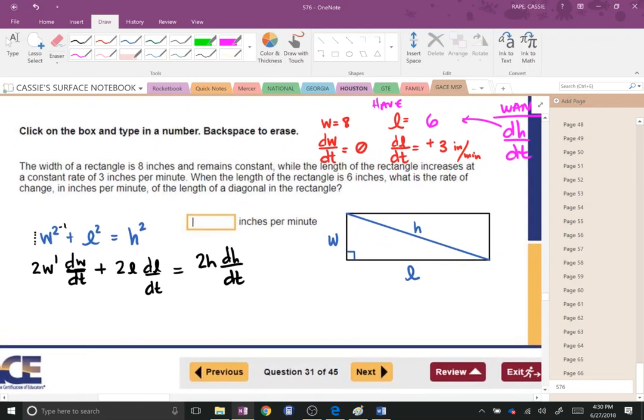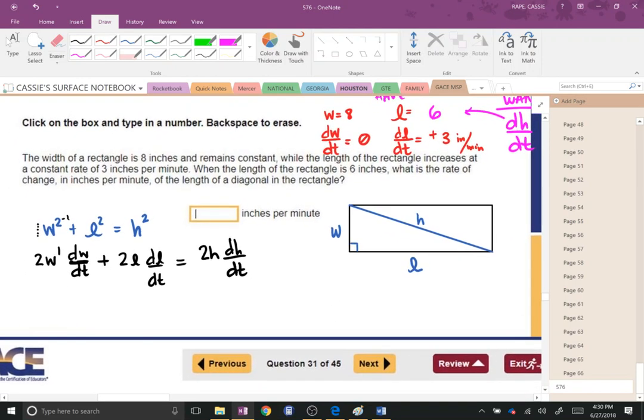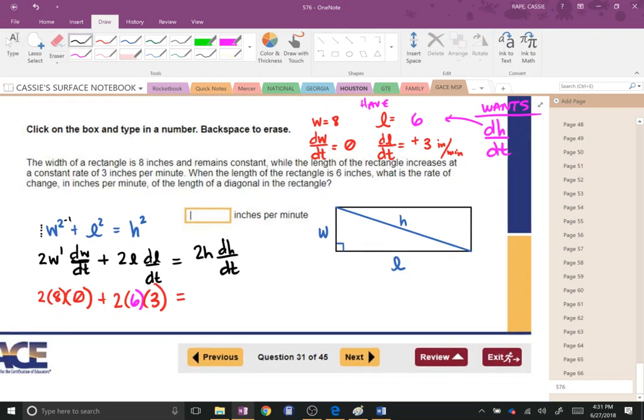Once you have taken the derivative, now you can begin to plug in. You just go up here and look. It said the width is 8. So 2 times 8. But the width changes at a rate of 0. Plus 2 times, it said when L is 6. So that's 6. And dL dt is 3, because it's 3 inches a minute. Is equal to 2H. And dH dt is the thing that it wants.